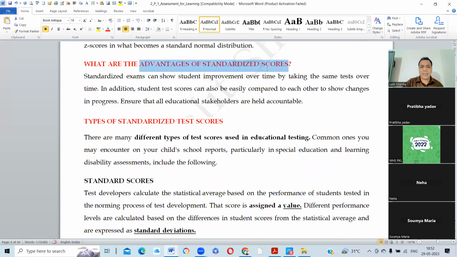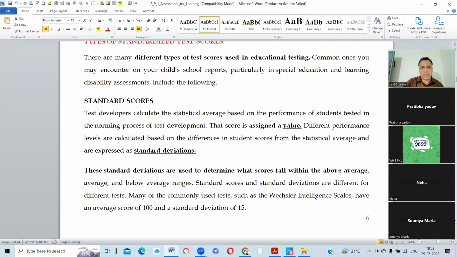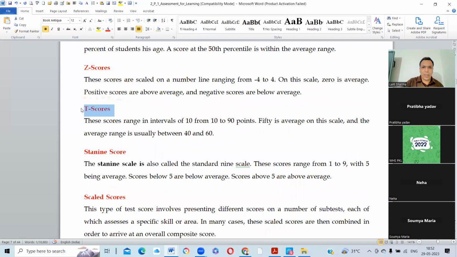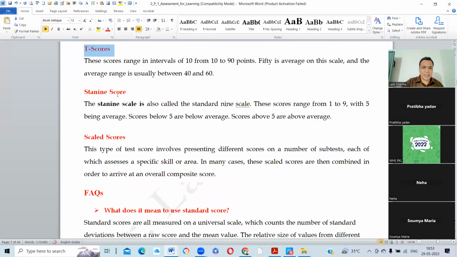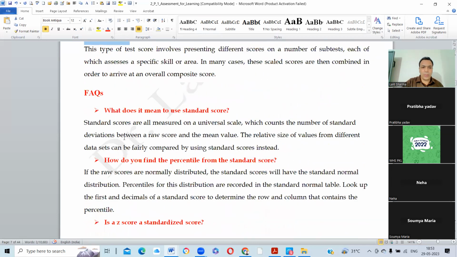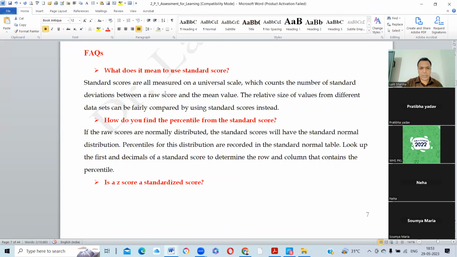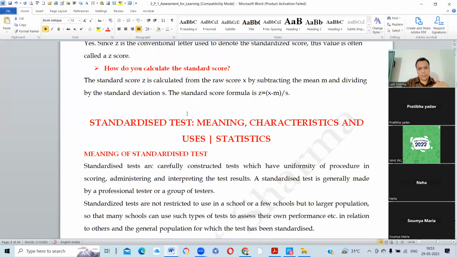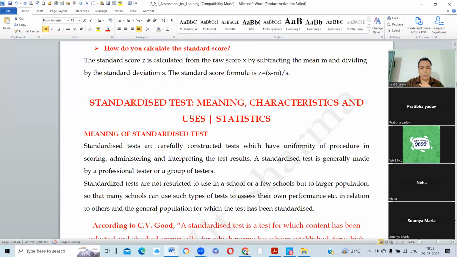Now I have written advantages of standard scores. Types of standard scores: percentile, Z score, T score, right? You can write the definitions in 1 or 2 lines. Types of standard score also include stanine score and scaled score. So these are 2-3 simple questions I have written. You can go through that, and the concept would be clear to you.